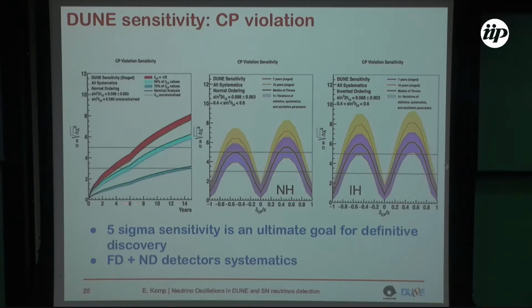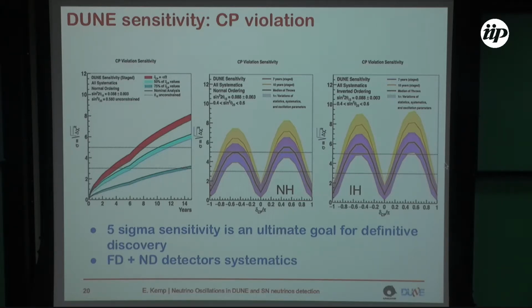In CP violation, here we have the same kind of plot. That is the significance that can be achieved as time goes on. Here we have the minus pi over 2 value for delta CP, which is an extreme value, so you can reach higher sensitivities very soon. Then the light blue is for 50% of the possible delta CP values, and the darker blue is for 75% of the possible delta CP values.